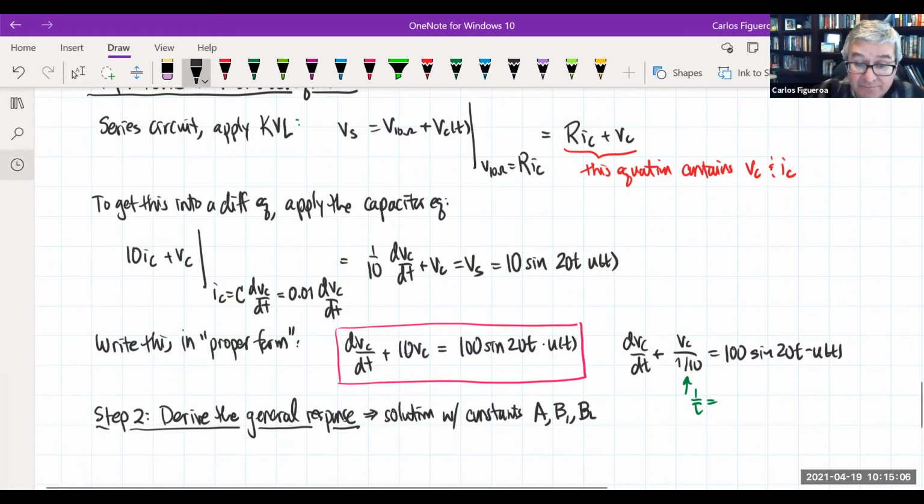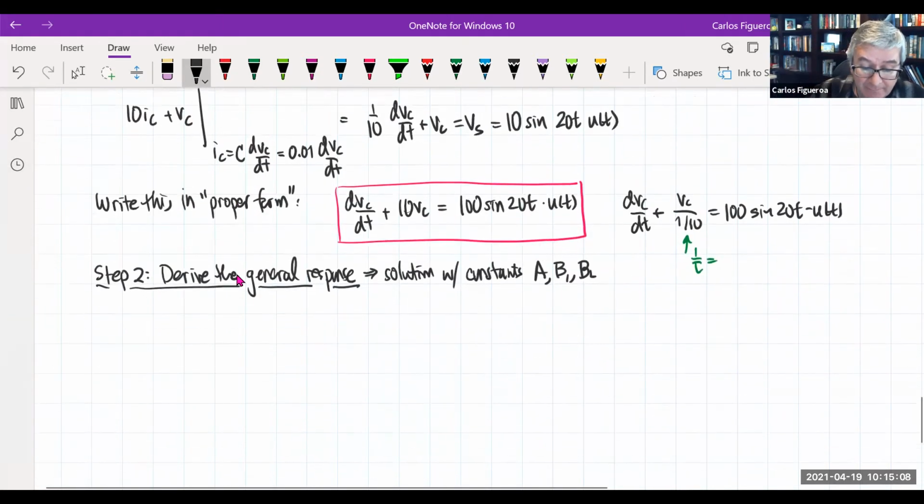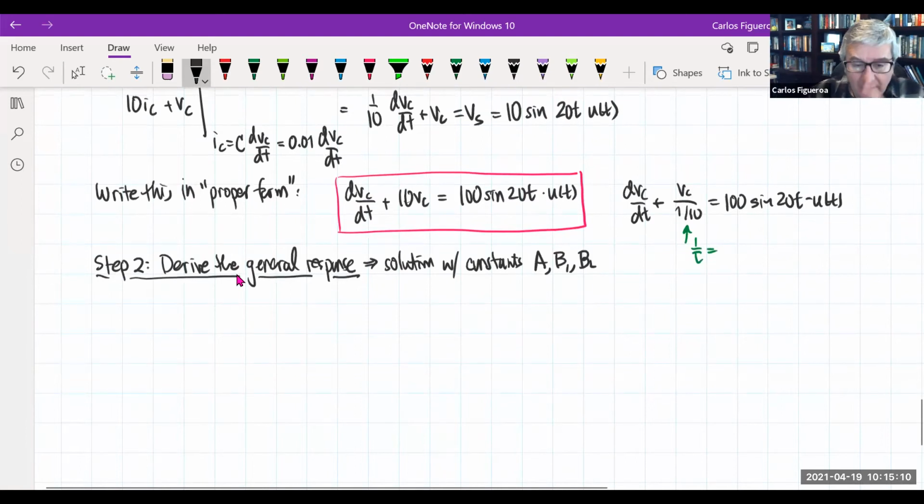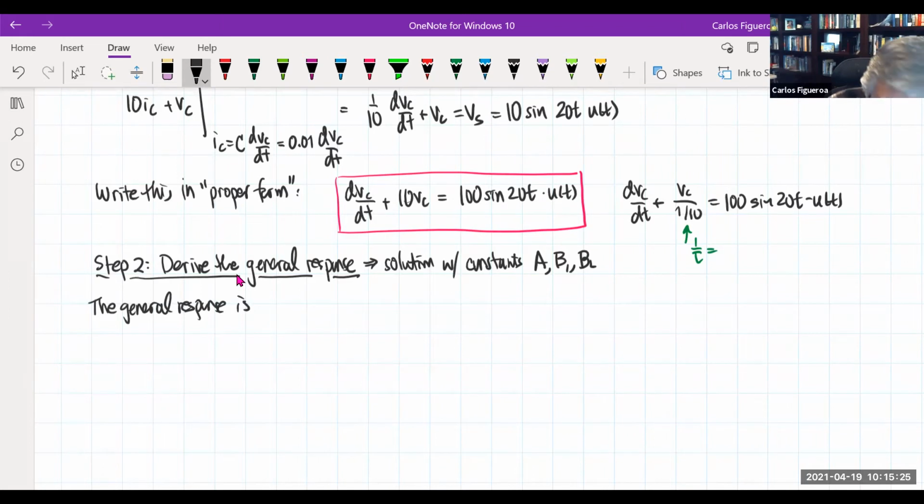So what I do here is the following. I'm going to say that the general solution, or the general response, has to be vC of t. There has to be a natural response, and there has to be a forced response.